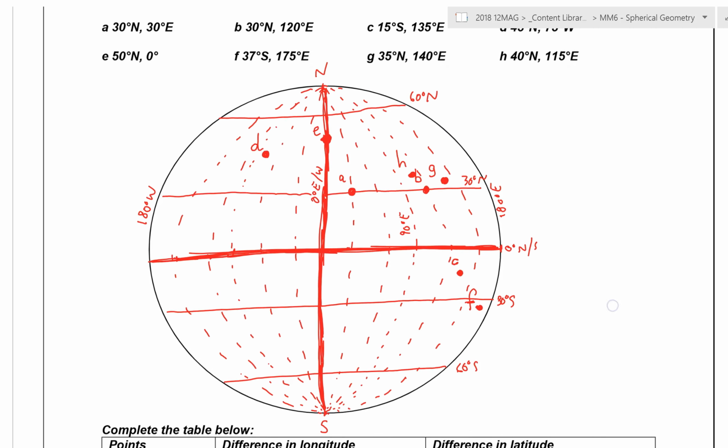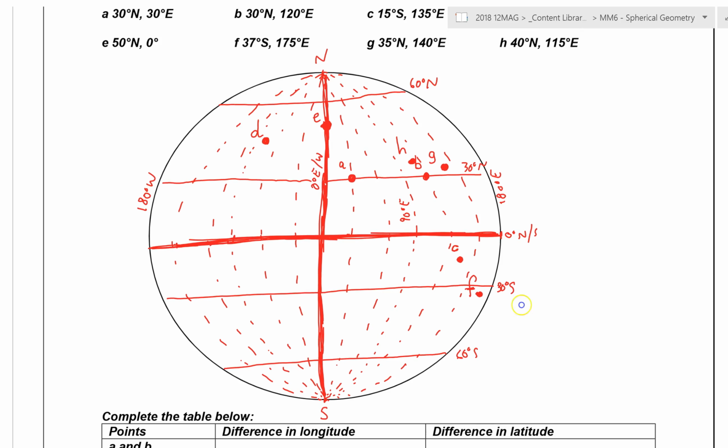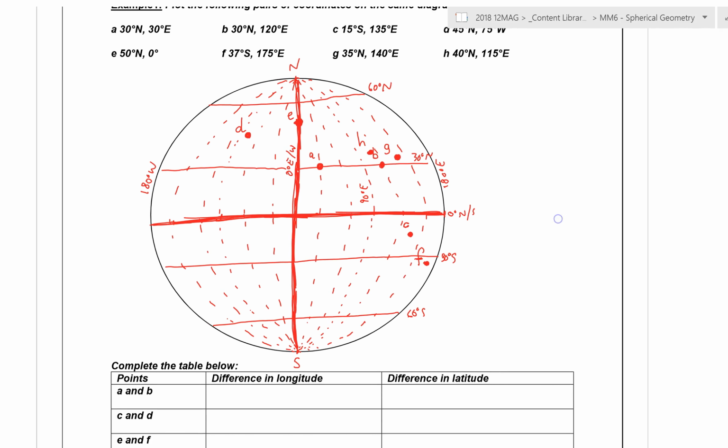So from A to B, right, we can have a look. Here's A and here's B. We can't measure it with a ruler or anything like that. Now, from A to B, I have to zoom out a little bit. Now, our difference in longitude is 30 east and 120 east. Because they are both east, we subtract. 120 minus 30 is 90 degrees difference in longitude. And then their latitude, well, they're on the same parallel, so 0 degrees difference there.